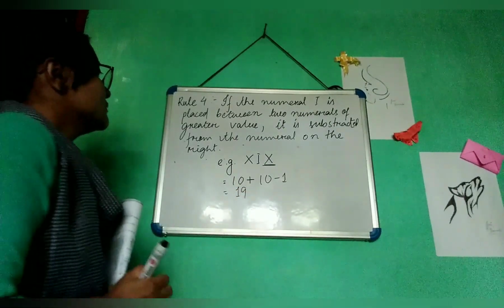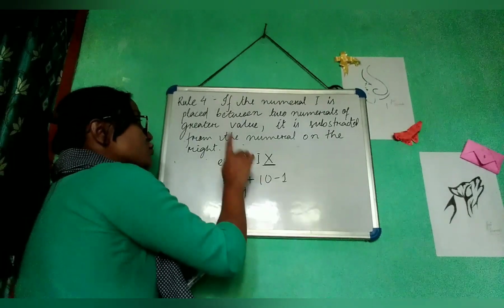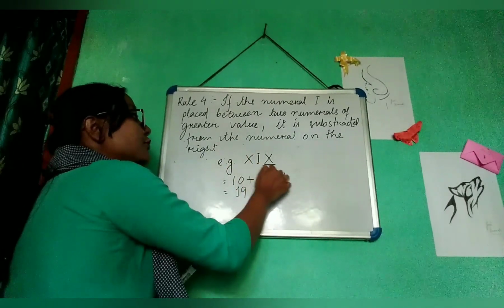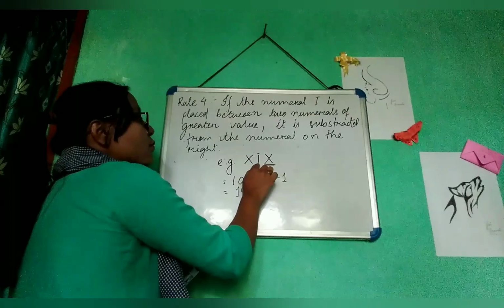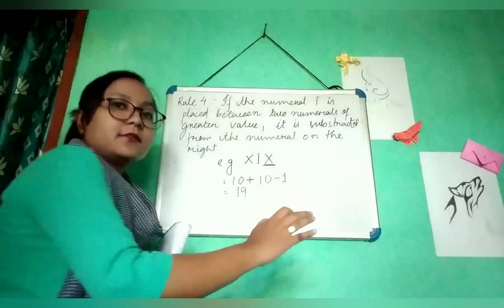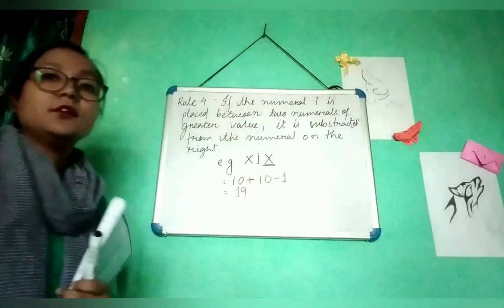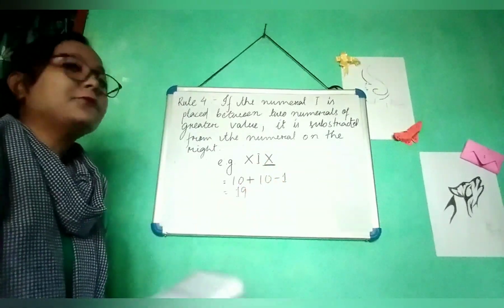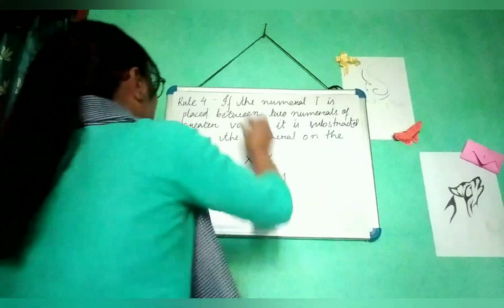So understood? X means 10. So if it's in the middle, you need to minus 1 from it. Understood? From the right hand side, from the right side of that numeral. So this is rule number 4. So let us begin to solve the questions.